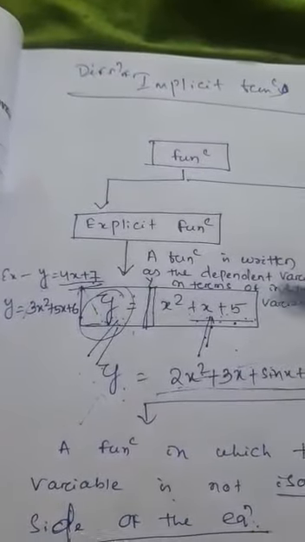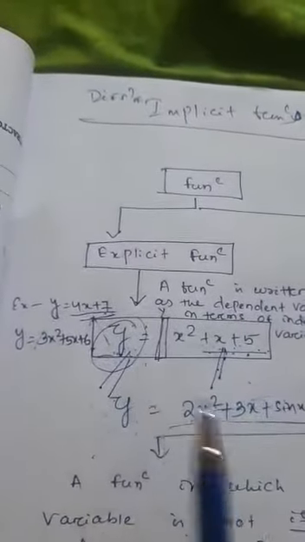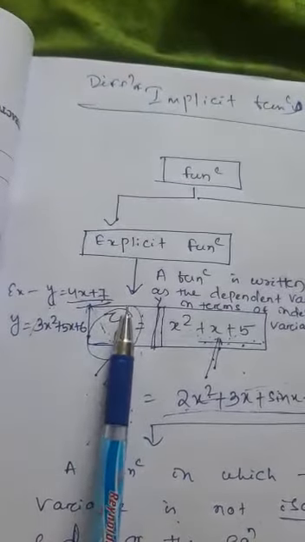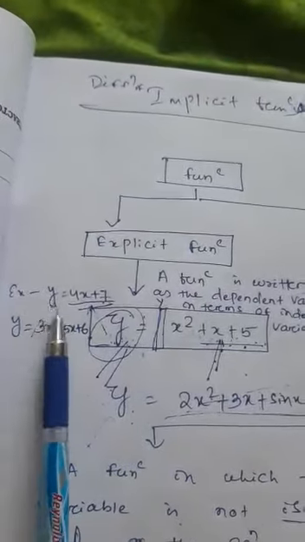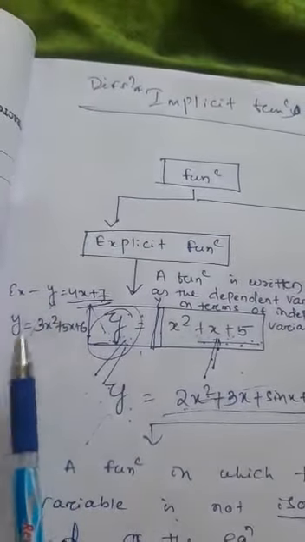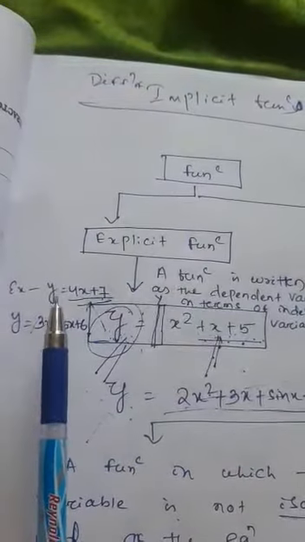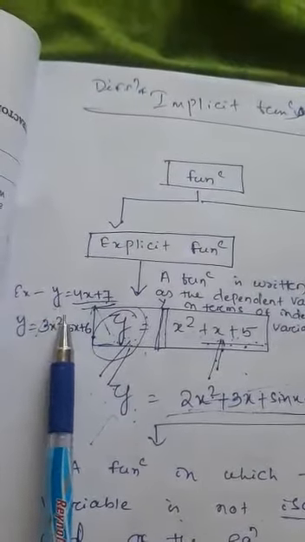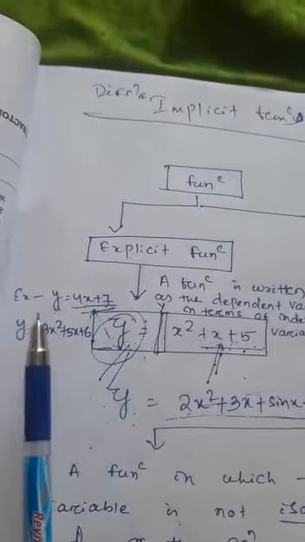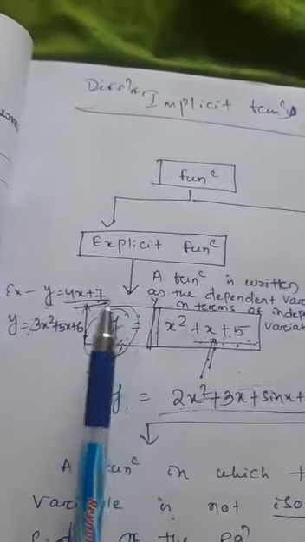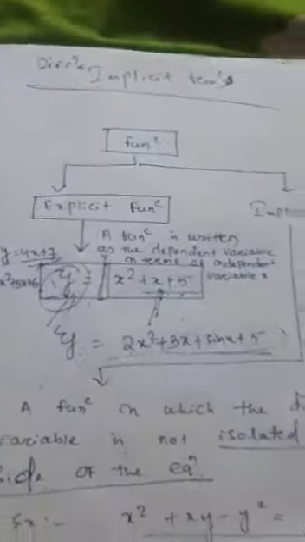Again, try to understand what is an explicit function. Explicit function means we can write the dependent variable and independent variable on two different sides, y on the left hand side and x on the right hand side, or vice versa. So if we are able to write the dependent and independent variables on different sides, then that is the case of explicit functions.